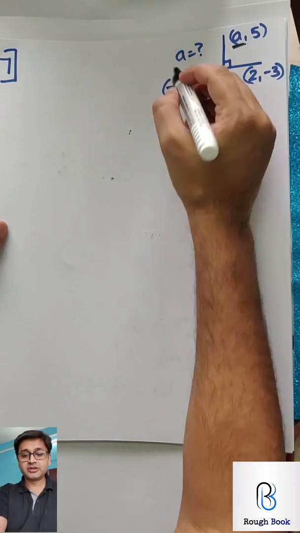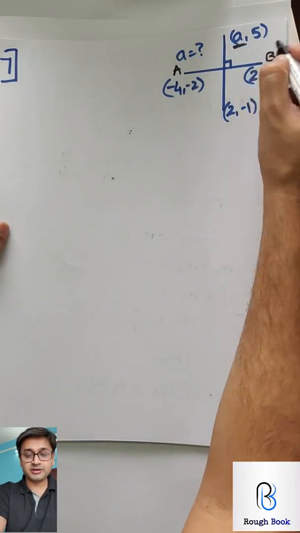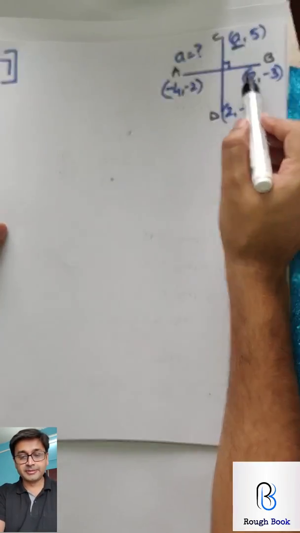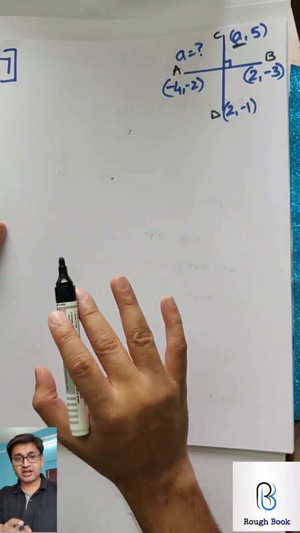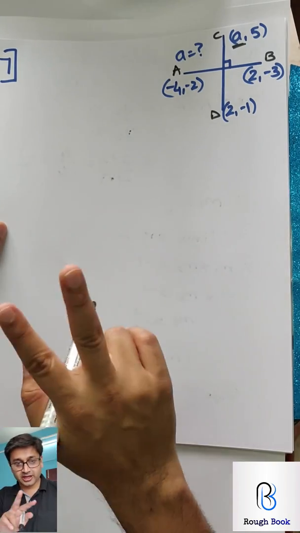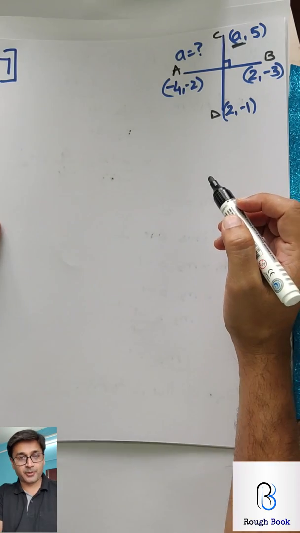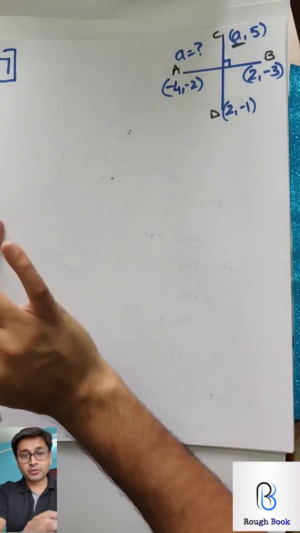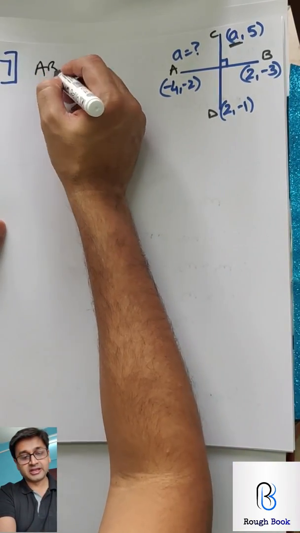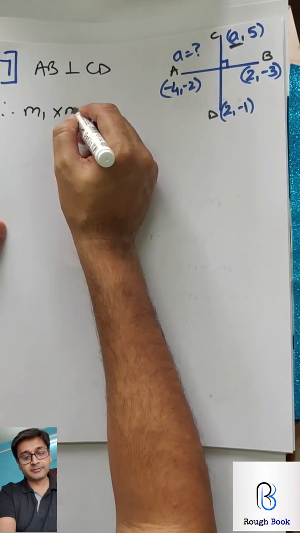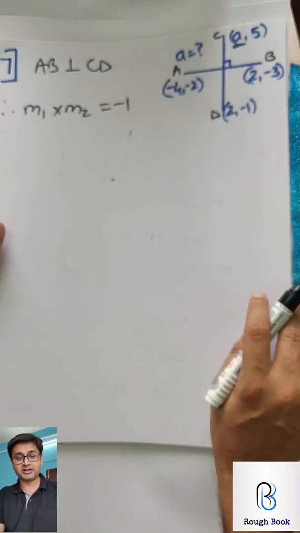So what you must do is name this first. Let's say AB, CD. Find the two slopes, slope of AB, slope of CD. Whatever answer you get, multiply it together and say it is equal to minus 1. Why? Because the lines are perpendicular. Are you getting it? So I would rather do it directly. I will say AB is perpendicular to CD. Therefore M1 into M2 is minus 1.